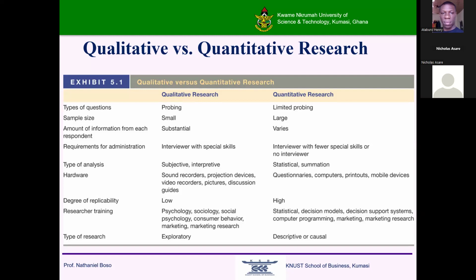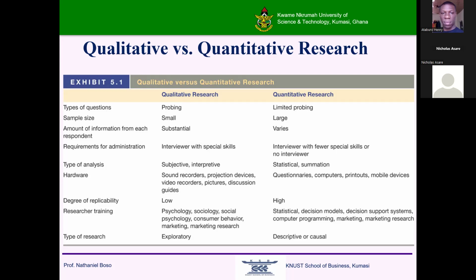Now, researcher training. What sort of training must a researcher have, or should a researcher have, to be able to conduct each of these types? When it comes to qualitative, you might need some good background in psychology, sociology, social psychology, consumer behavior, marketing and marketing research, and all those stuff. Because you need to be well informed about social and psychological issues before you engage in the research. It helps you minimize biases. It helps you interpret things from the right perspectives.